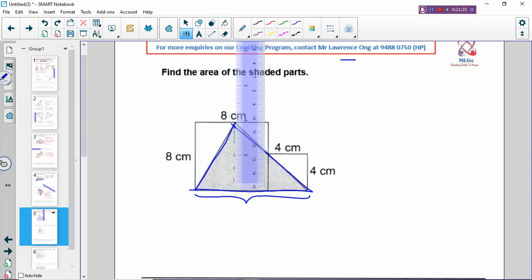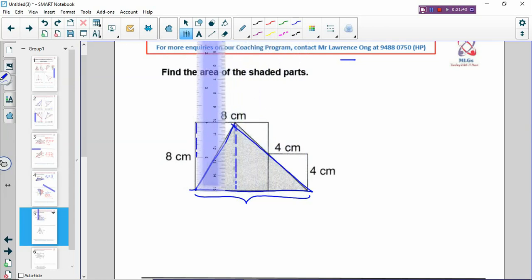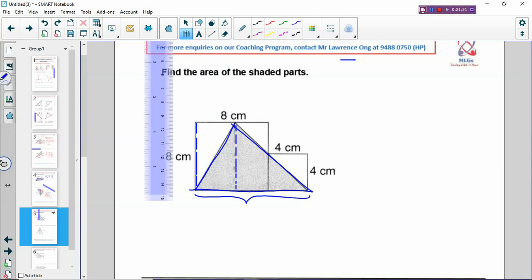You can see that the height of the triangle is from the top all the way down. So you don't want to choose 4 cm. 4 cm is too short, so you choose the wrong line. Which number should you choose? You shift your ruler and you can see there is a line here that is parallel with the ruler and also the same height as the triangle. So the height must be 8 cm.